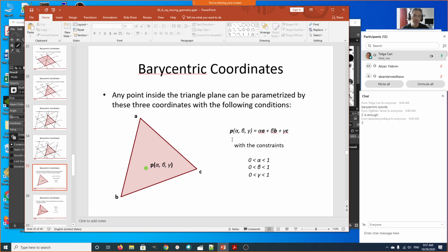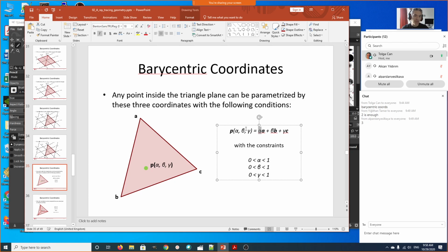The implicit triangle equation is simply that any point inside the triangle is given by these three parameters. Actually, we will just drop one of them. In the upcoming slides, we are dropping alpha, since alpha is equal to 1 minus beta minus gamma, so we don't need to give it as a parameter. If beta and gamma are given, we can directly find alpha. So it will be a parametric equation with two parameters.